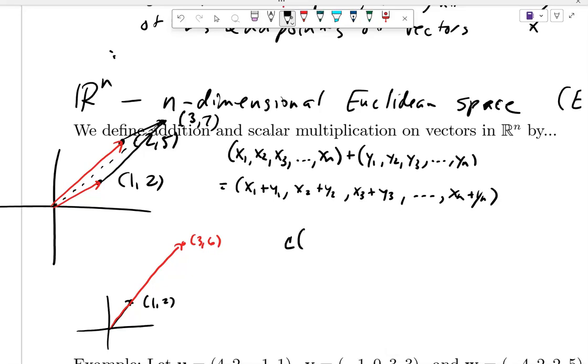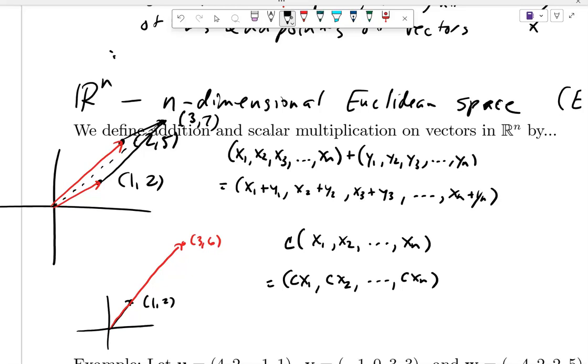So if I have a constant c times a vector in Rn, that's just going to be cx1, cx2, through cxn. My guess is many of you have already seen this stuff. We're just extending it to n dimensions.